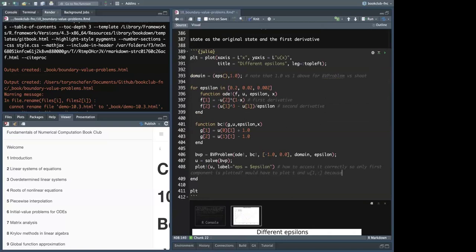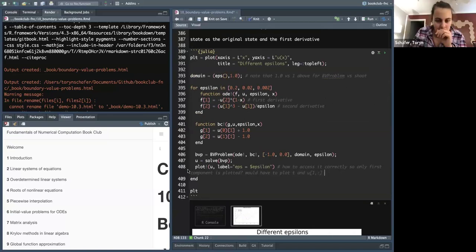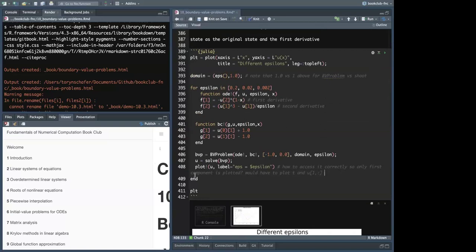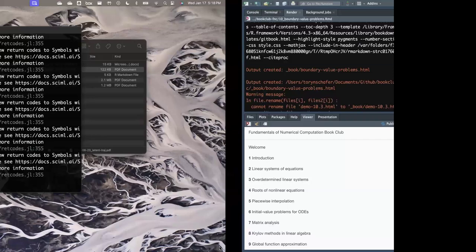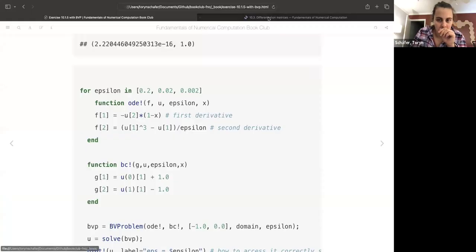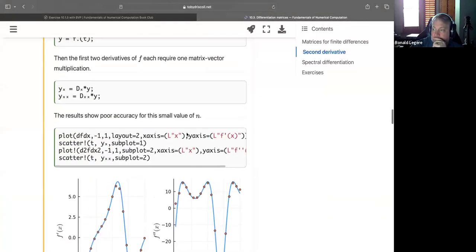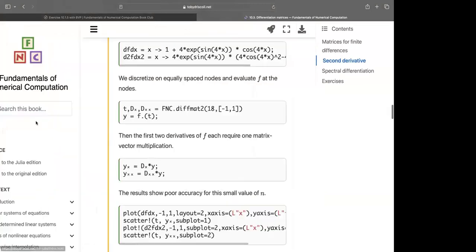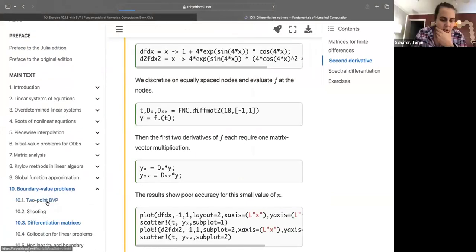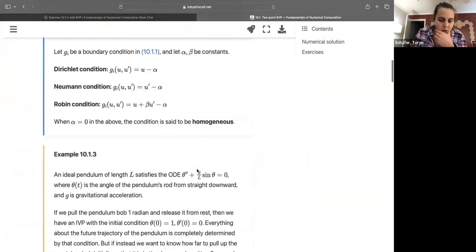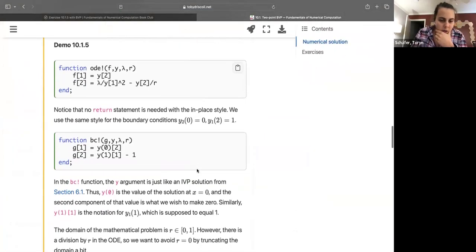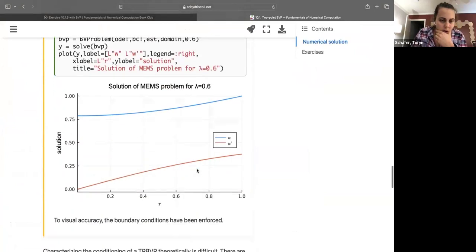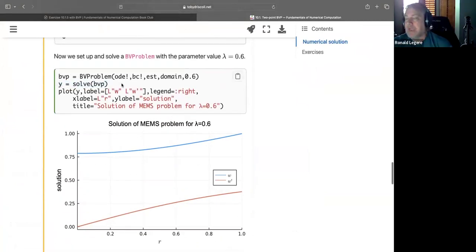Should line 407 have something like U comma something so that it points to two objects, like U and U comma V equals solve BVP? Maybe it's like that, but let's see. We don't have to do it now. Yeah, I'll just look. I think I just copied this from here, so I just did it the way that they did it.